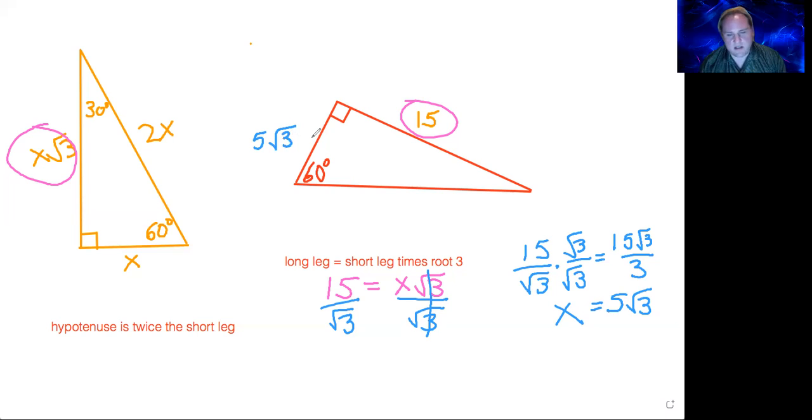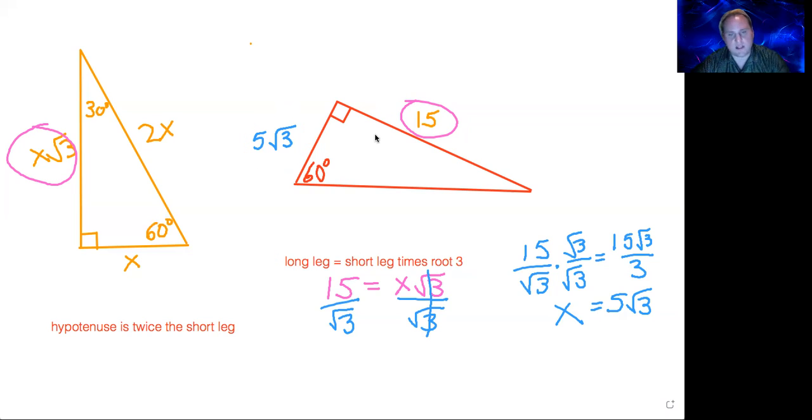Let's pause for a second. So this says that the long leg should be the short leg times root 3. Let's see why that makes sense. Think about this times root 3. This times root 3, let's see how you get to that. It checks out.